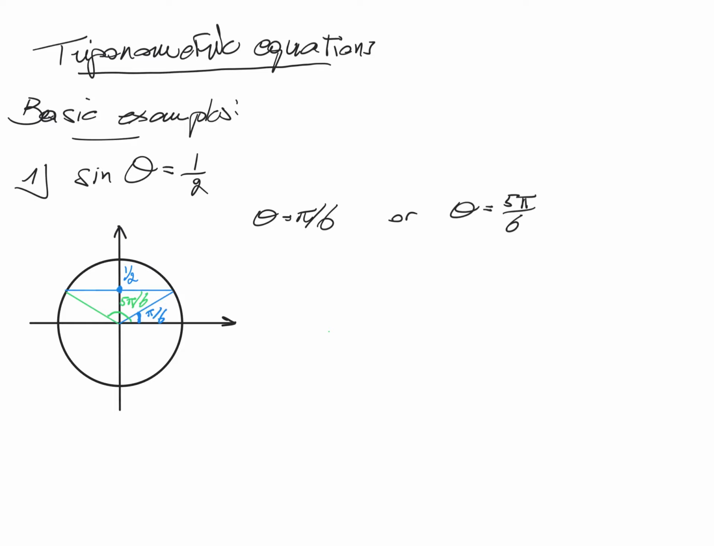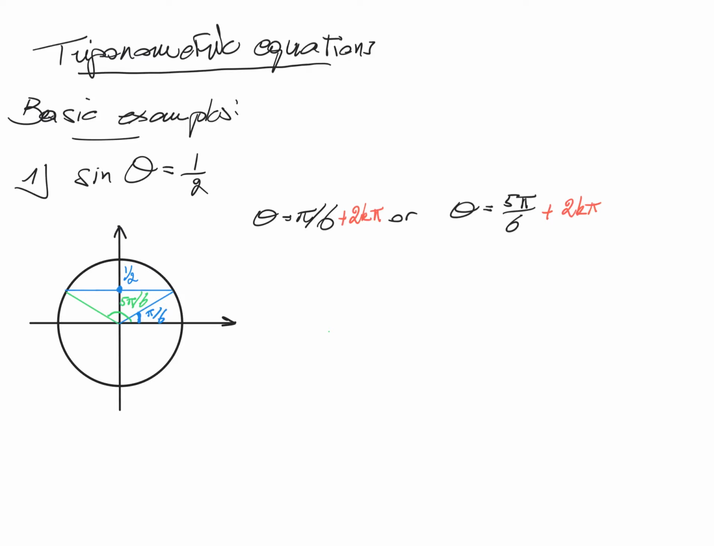However, those are not the only solutions. Due to the periodicity of sine, which has a period of 2 pi, we know that we can add a multiple of 2 pi and still obtain the same angle. So it's not just pi over 6, but it's pi over 6 plus 2k pi. So any full rotation along the circle is also the same angle, or 5 pi over 6 plus 2k pi.